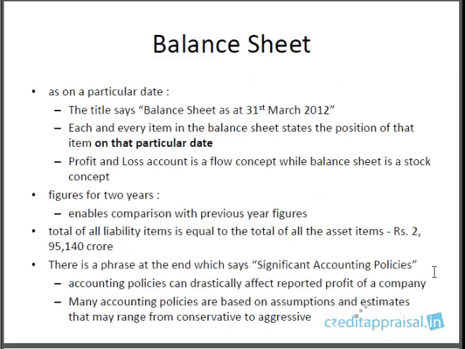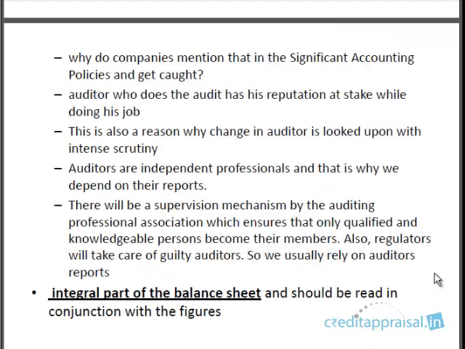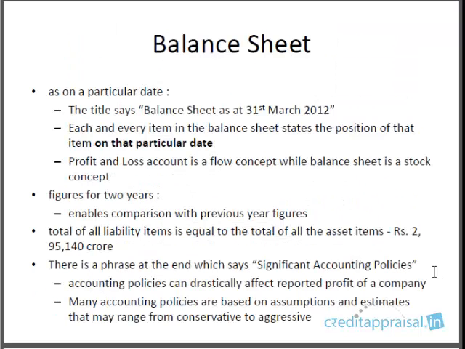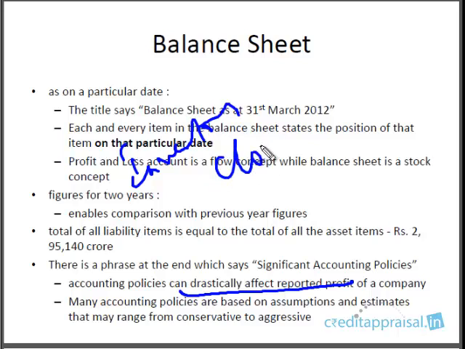So what are these significant accounting policies? We'll see them shortly, in our future chapters. Accounting policies can drastically affect the profit of a company. There are many policies that can affect the profit of a company. Take for example inventory valuation. In balance sheet we have an item called closing stock. This appears both in P&L account and balance sheet.